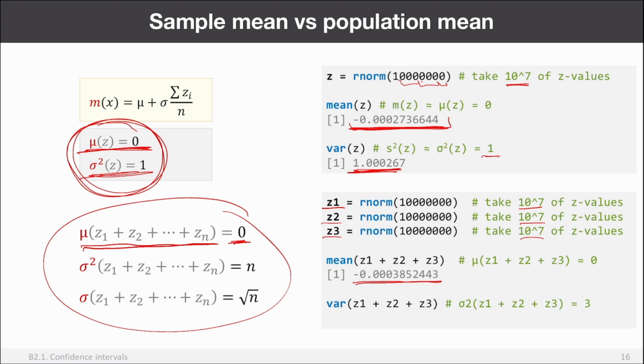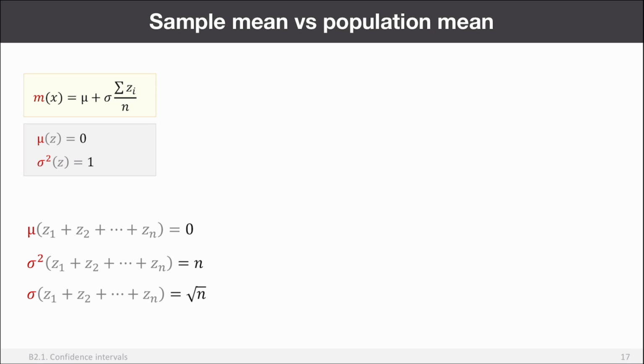Now I compute the variance of this sum. And look, the variance is 3. Of course, it's not exactly 3 because in this case I have 10 million values. It's not infinite. But you can see that if you round it even to 1 decimal, we get 3, right? This is a kind of evidence that our theoretical expectations are correct. So we know that if we take a sum of z-scores, the average will be 0, the variance will be n, and therefore the standard deviation will be the square root of n. So that's what we know so far.